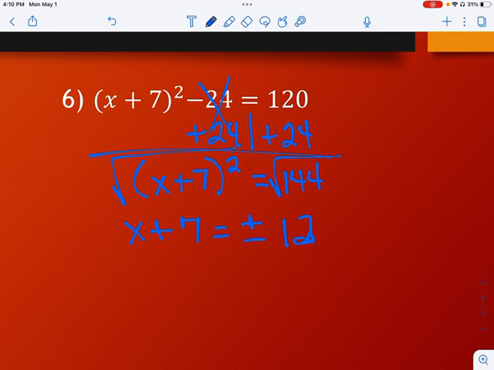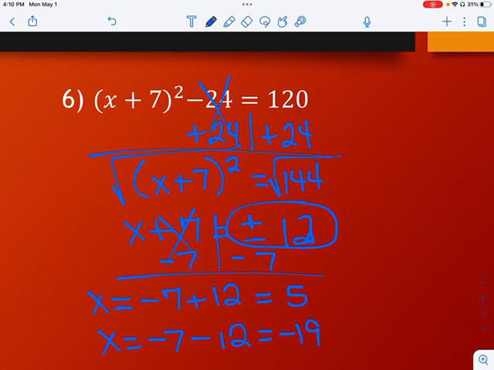Now we continue to solve. So I'm going to minus 7 from both of those. Now remember, this gives me a positive 12 and a negative 12. So here are my two solutions. I have x equals negative 7 plus 12, which is 5, and I have x equals negative 7 minus 12, which is negative 19. And both of those work.